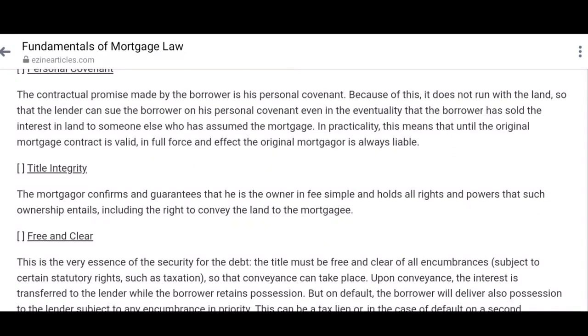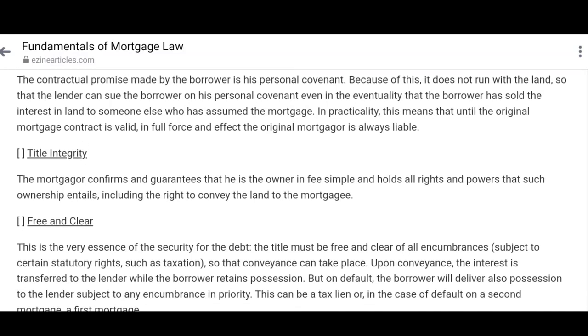The contractual promise made by the borrower is his personal covenant. Because of this, it does not run with his land, so the lender can sue the borrower on his personal covenant, even in the eventuality that the borrower has sold the interest in land to someone else who has assumed the mortgage.